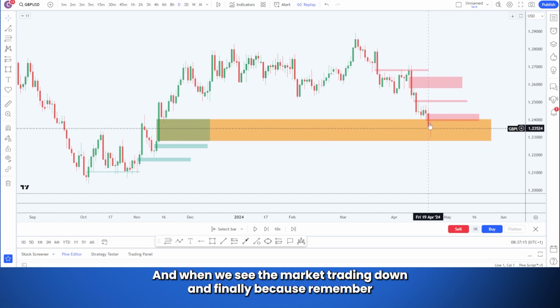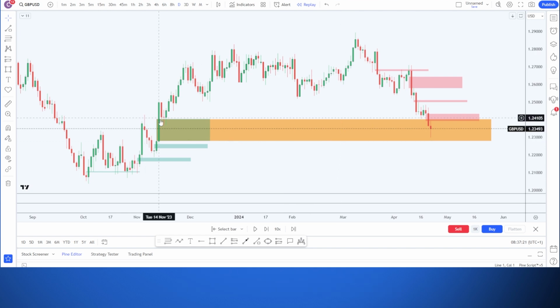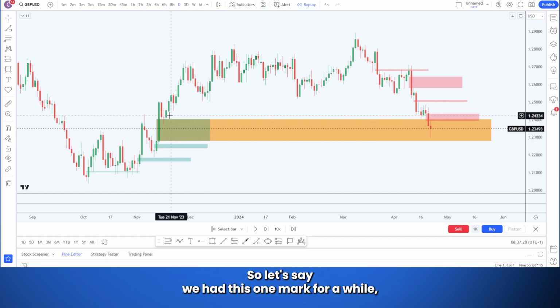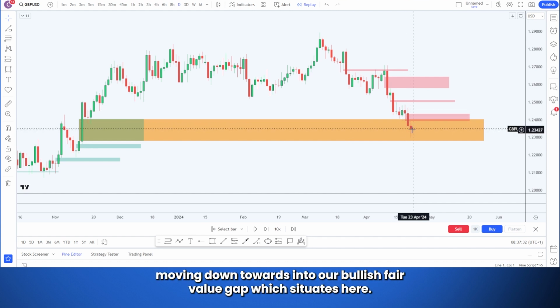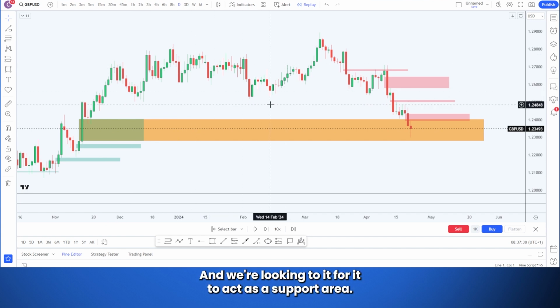And when we see the market trading down and finally, because remember, they don't always get filled straight away, sometimes it takes a bit of time, but you can see that the indicator or your drawings will just leave them on there and use them for future support and resistance. So let's say we had this one marked for a while, and now finally we get the price moving down into our bullish fair value gap, which situates here, and we're looking for it to act as a support area.